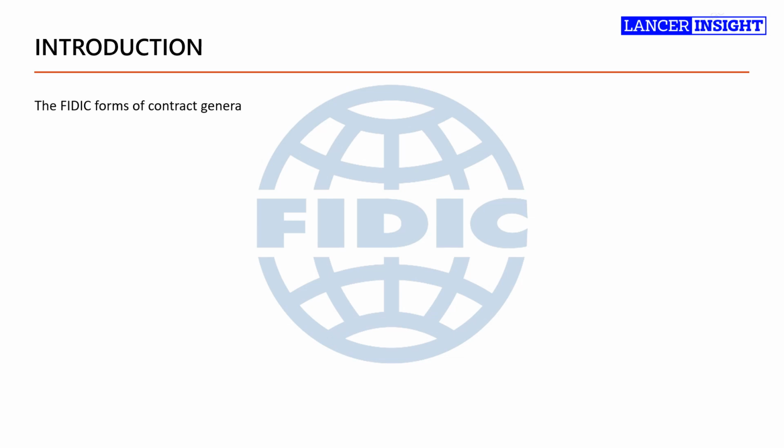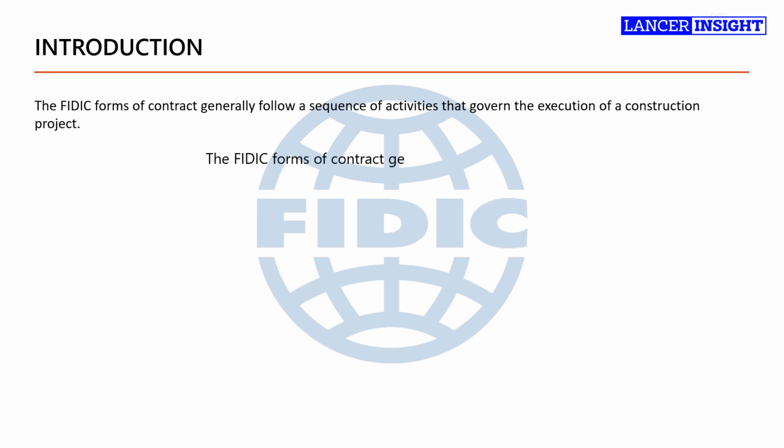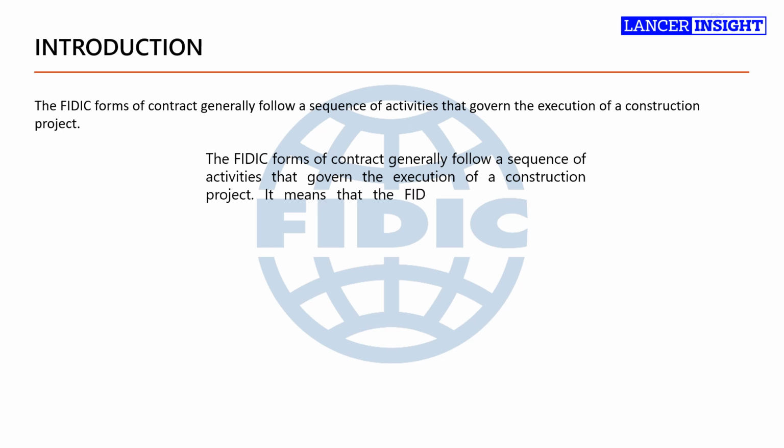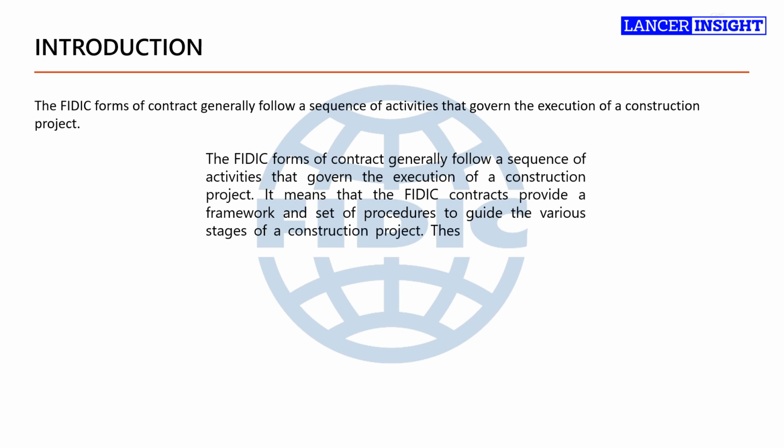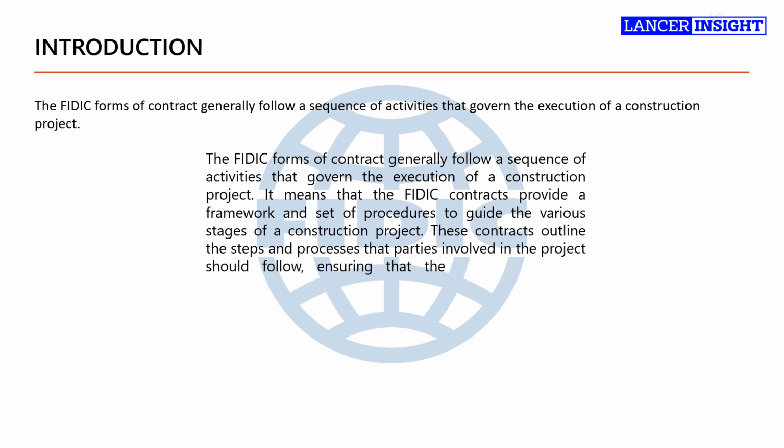Welcome to the session. Today we will be navigating through the FIDIC forms of contract and the sequence of activities related to a construction project. The FIDIC forms of contract generally follow a sequence of activities that govern the execution of a construction project. It means that the FIDIC contracts provide a framework and set of procedures to guide the various stages of a construction project. These contracts outline the steps and processes that parties involved in the project should follow, ensuring that the project progresses smoothly and in accordance with the agreed-upon terms and conditions.